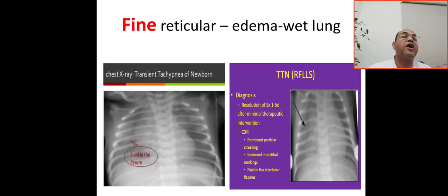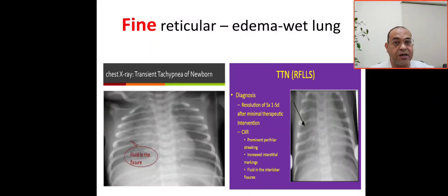If you see here, this is the fine reticular pattern, or the edema, or the wet lung. This is TTN and pulmonary edema. The most striking features for TTN, as we mentioned, can be a normal X-ray up to pulmonary edema and cardiomegaly or mild cardiomegaly. In TTN, you have to look in the perihilar area, because it will show prominent perihilar streaks and bronchopulmonary vascular markings, or pulmonary vascular or interstitial markings.